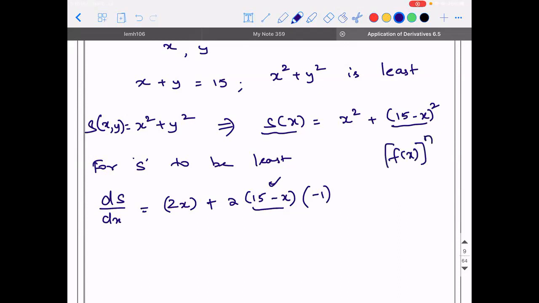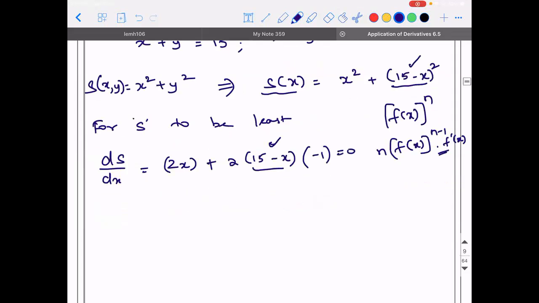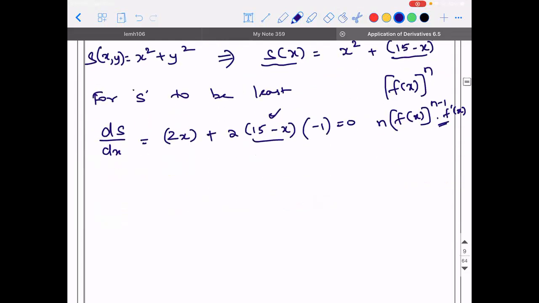Derivative of f of x the whole power n is n into f of x the whole power n minus 1 into f dash of x. Into, you should differentiate this whole thing, no, 15 minus x, which will come out as minus 1. Okay, sir. Right. This I equated to 0. Now I'll get things to be right.